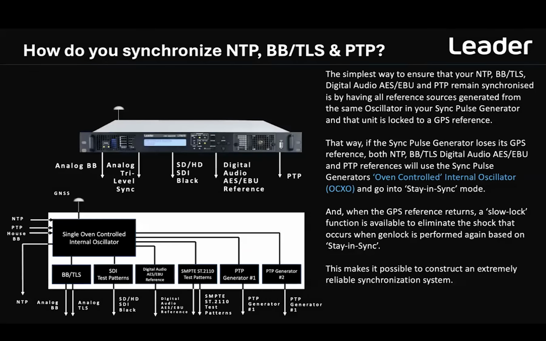The simplest way to ensure that your NTP, black and burst, tri-level sync, digital audio, AES/EBU, and PTP remain synchronized is by having all reference sources generated from the same oscillator in your sync pulse generator, and that unit is locked to a GPS reference. That way, if the sync pulse generator loses its GPS reference, all of these references will use the sync pulse generator's oven-controlled internal oscillator and go into stay in sync mode.